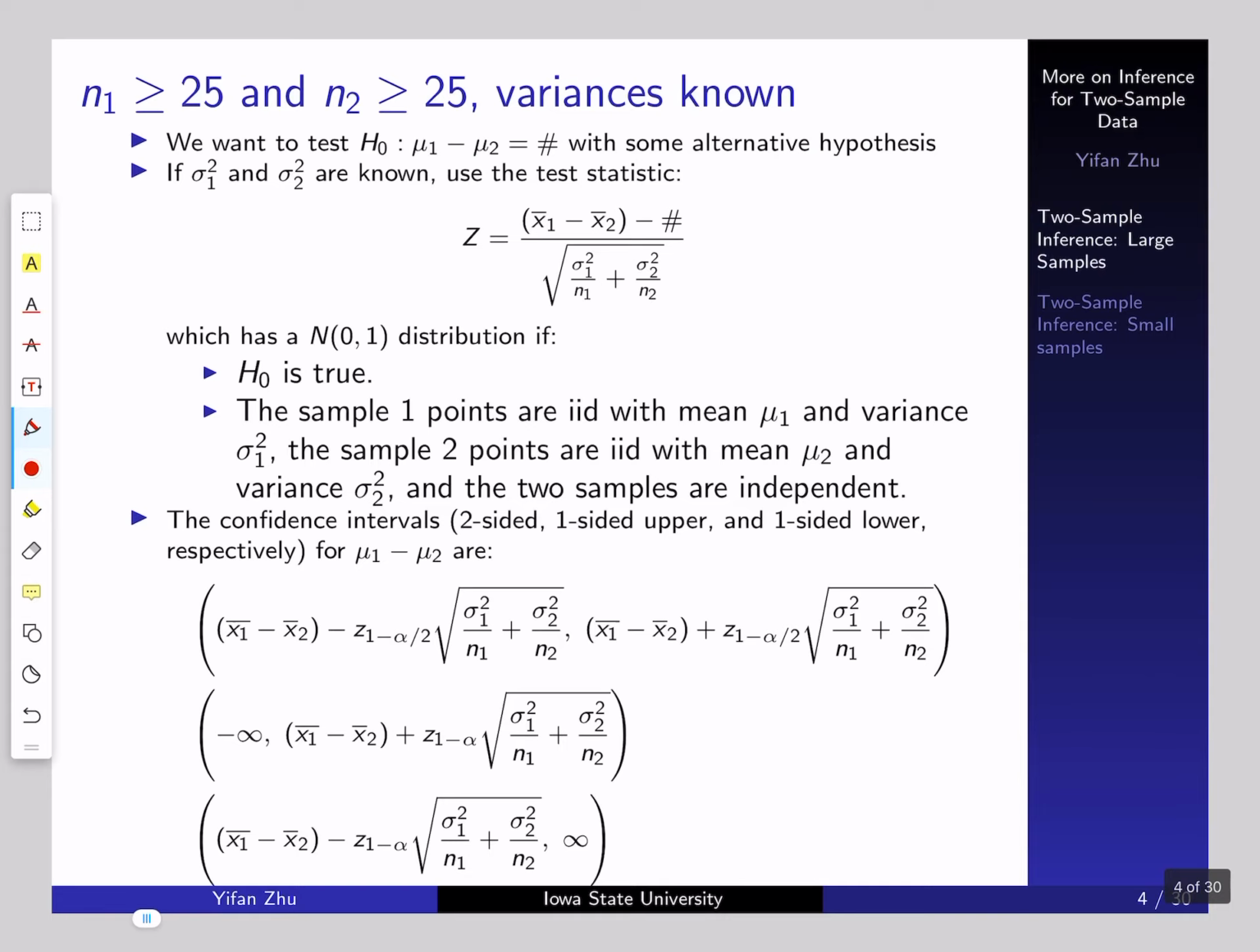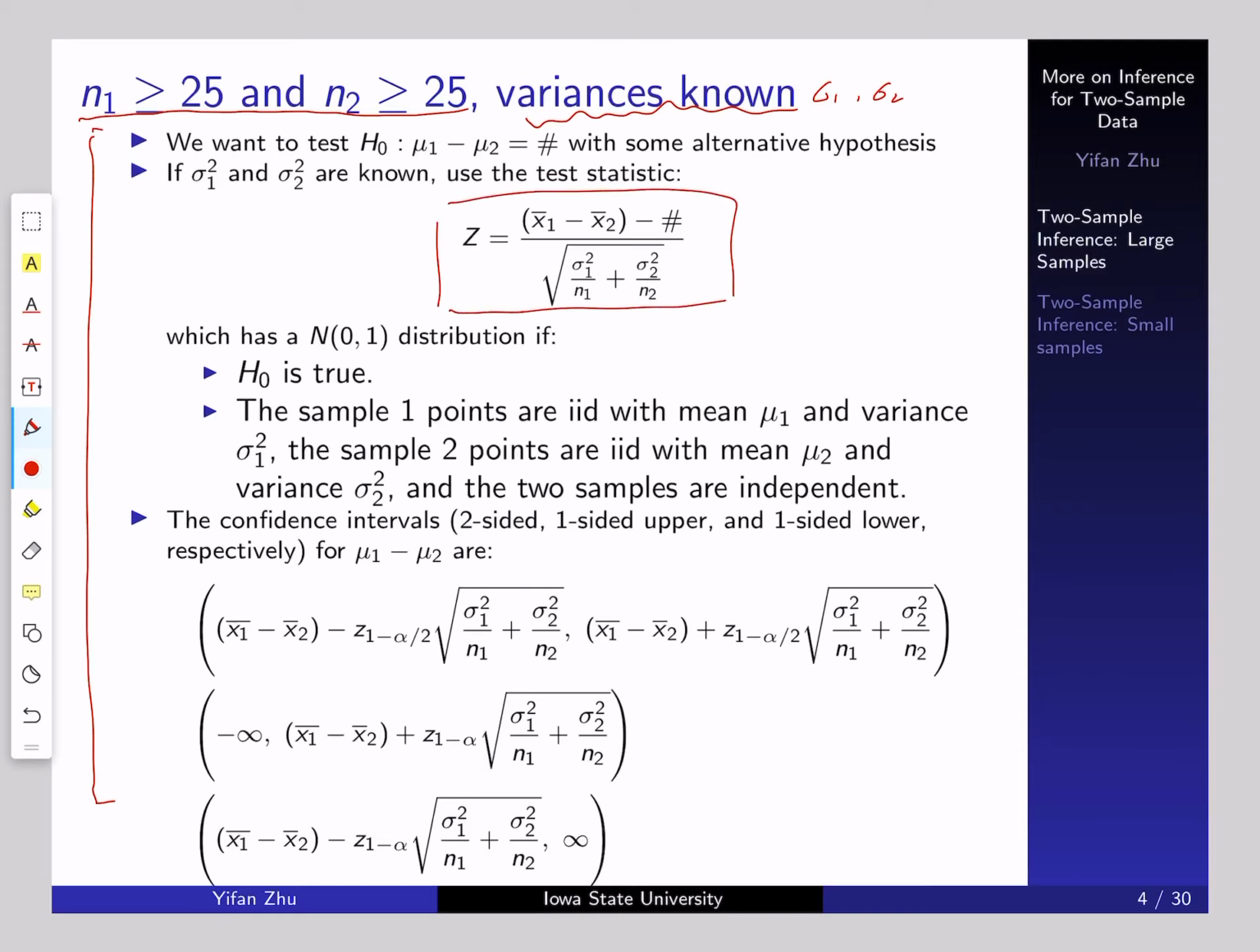So last time, this is all we did. When the sample size is large, that means both sample sizes are large, N1 is greater or equal to 25, and N2 is greater or equal to 25. And when the variances sigma 1 and sigma 2 are known, then this is the test statistic we'll be using.